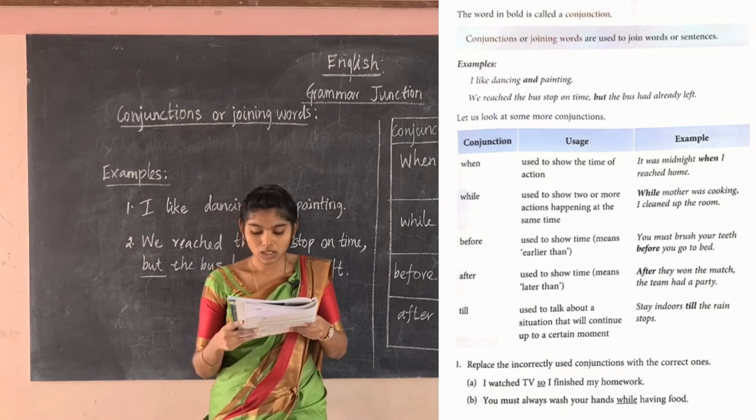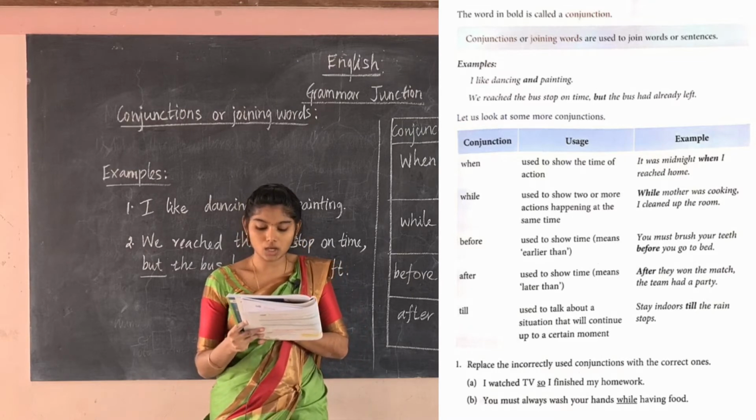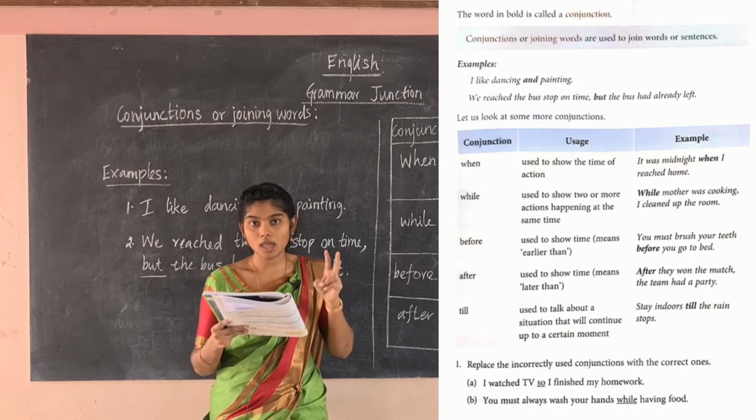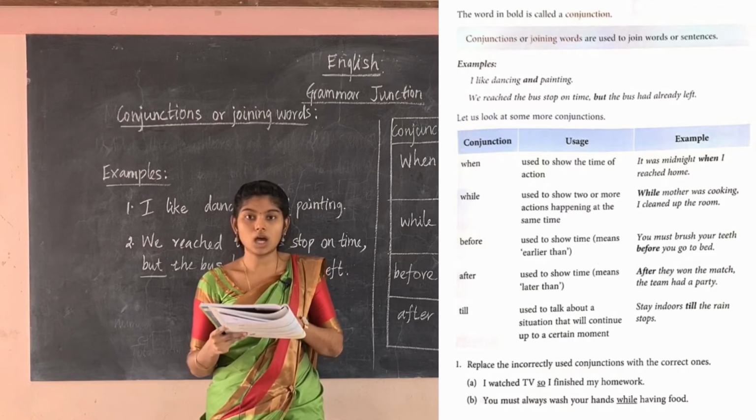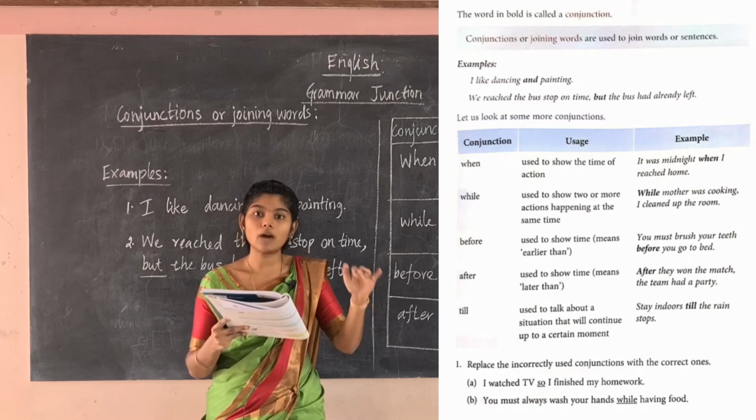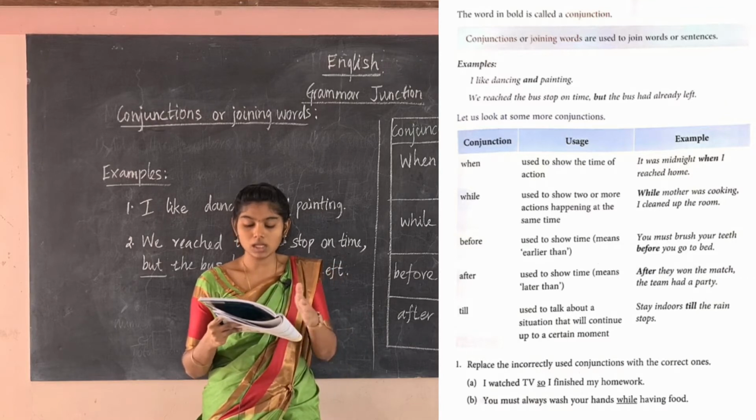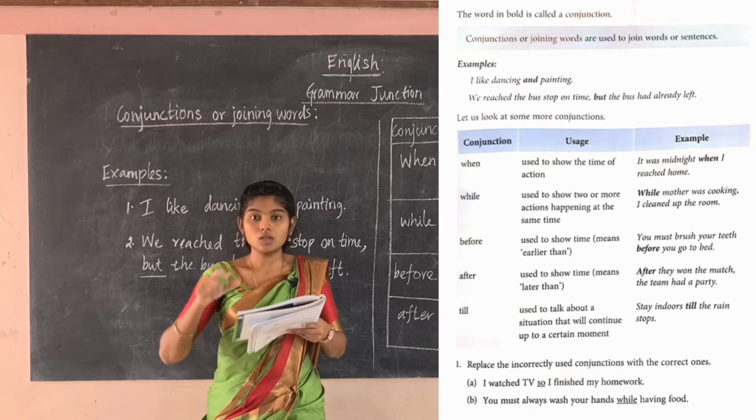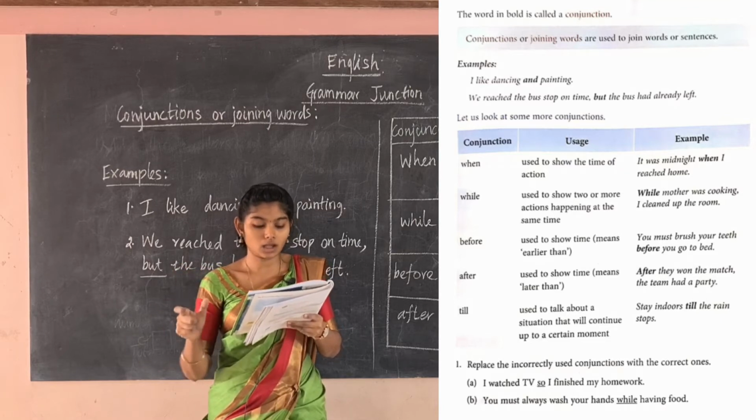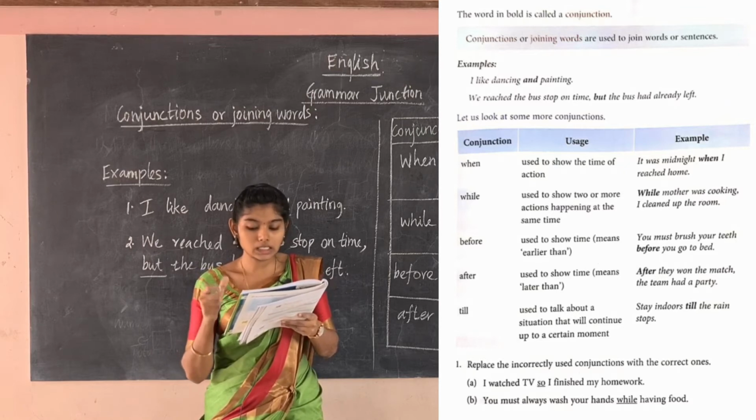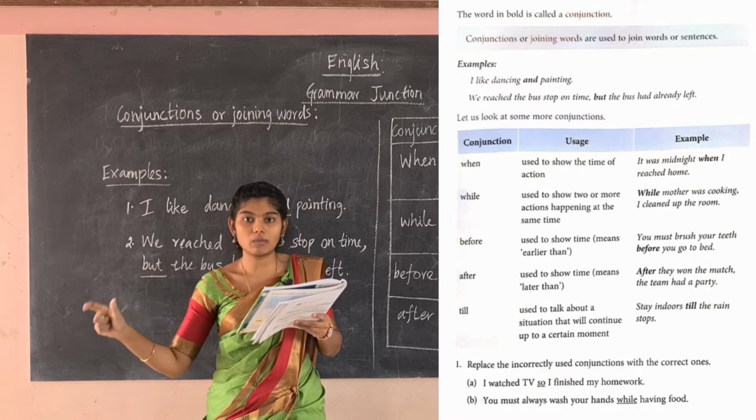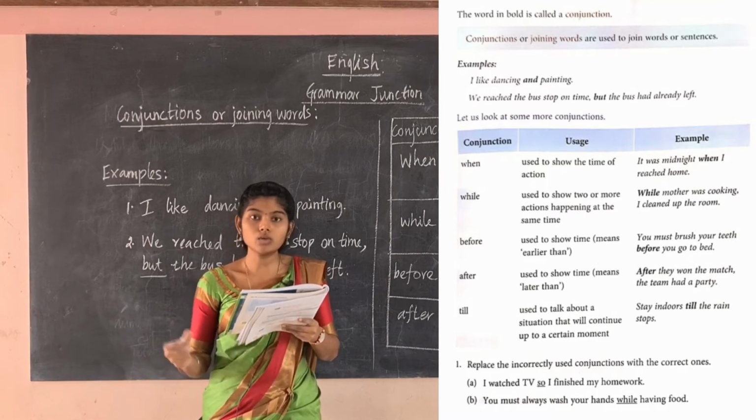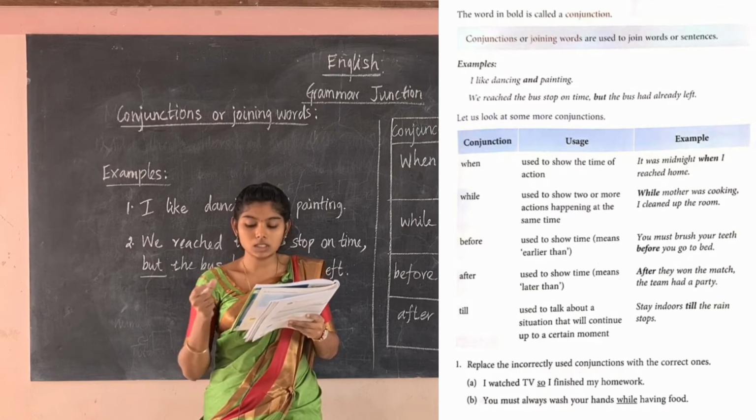The next conjunction word is till. For example, stay indoors till the rain stops. There is rain, so stay indoors. Stay indoors is one sentence, and the other sentence is the rain stops. Once the rain stops, you can go. So up to that you have to stay inside. Till the rain stops means up to when. We have seen, right? Used to talk about a situation that will continue up to a certain moment. So up to that moment you have to wait. Up to that moment the situation has to stop somewhere. For a continuing situation that stops at some point, we use till as a conjunction. So stay indoors till the rain stops.